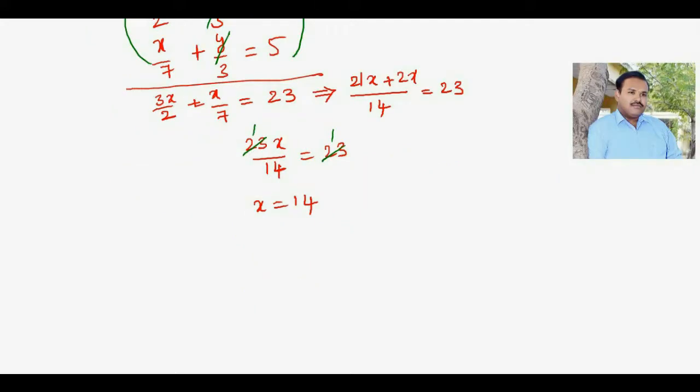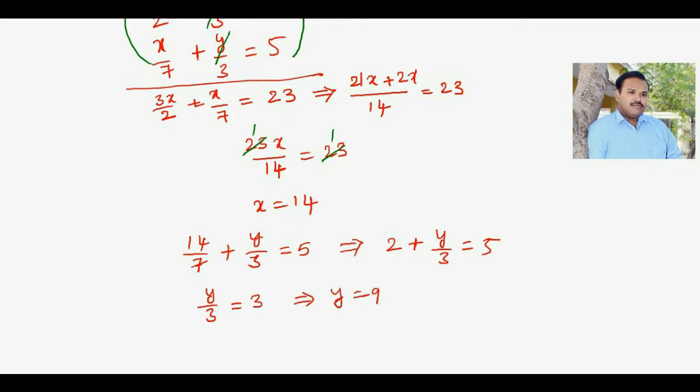To find the y value, substitute the x value in equation number 1. So 14 by 7 plus y by 3 is equal to 5. 14 by 7 is nothing but 2, so 2 plus y by 3 is equal to 5. So y by 3 is equal to 5 minus 2, that is equal to 3. So y is equal to 9. So x is equal to 14, y is equal to 9. So the correct option will be option 2.